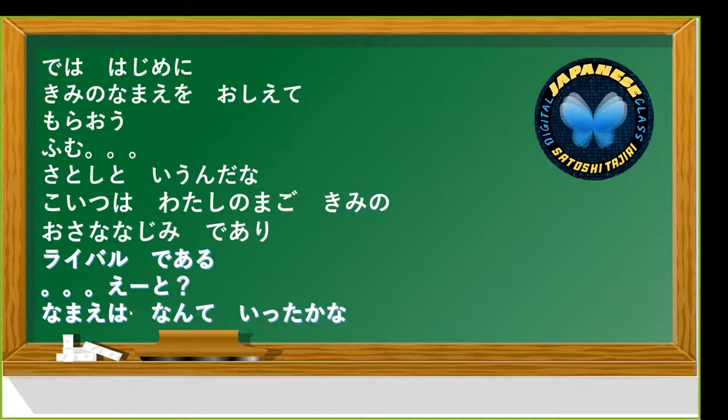Namae wa nante itta kana. Okay. So nante means how, or what, and itta is to say. It becomes past tense, said. Okay. How did you say? Like, what did you say your rival's name was? So let's go back.